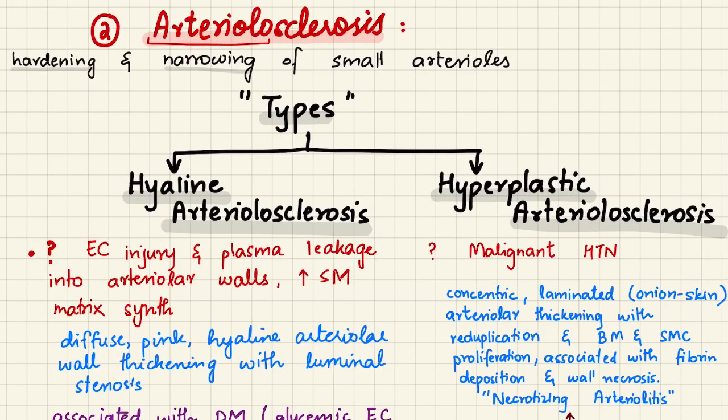Okay, so that was all about atherosclerosis. Now we're going to see arteriolosclerosis. That means it is going to involve the hardening and narrowing of small arterioles. Now we have two types of arteriolosclerosis. One is hyaline arteriolosclerosis and the other is hyperplastic arteriolosclerosis.